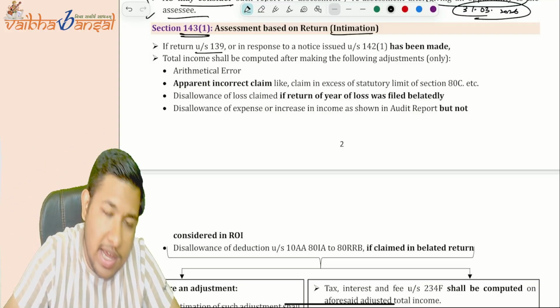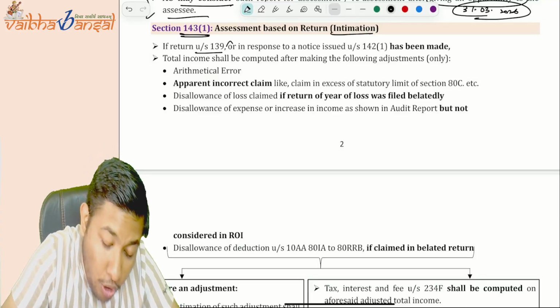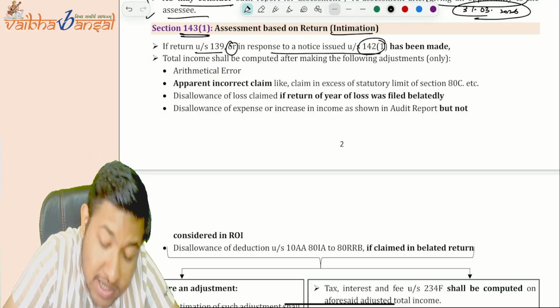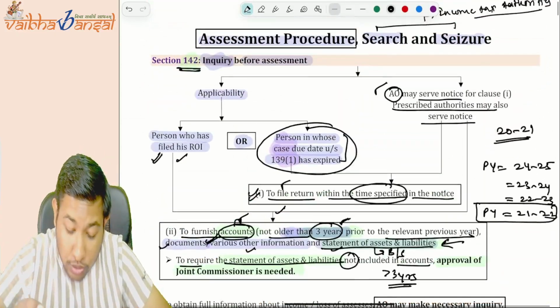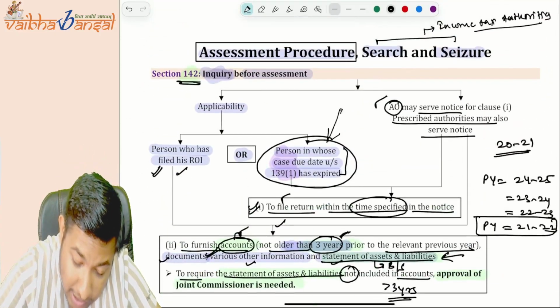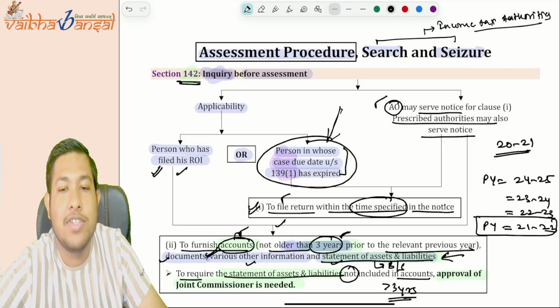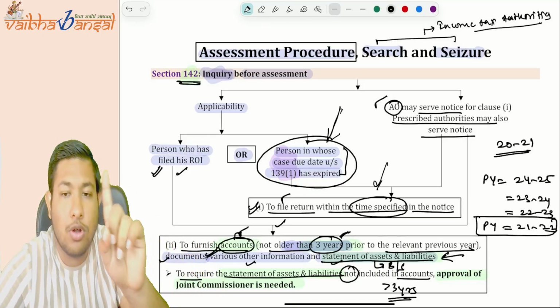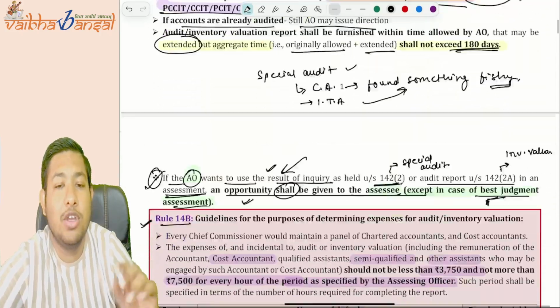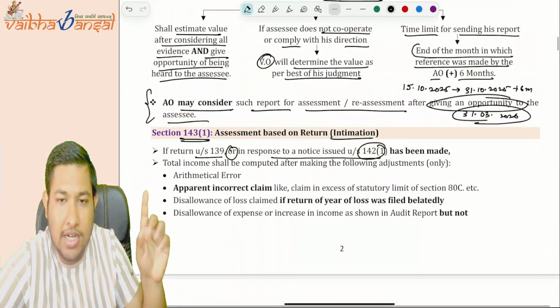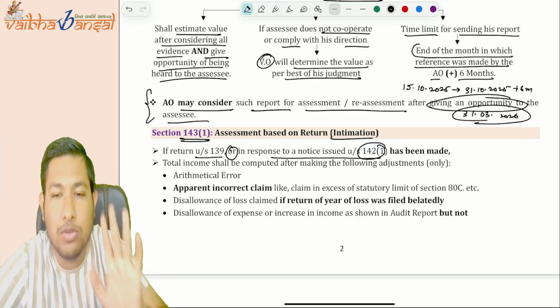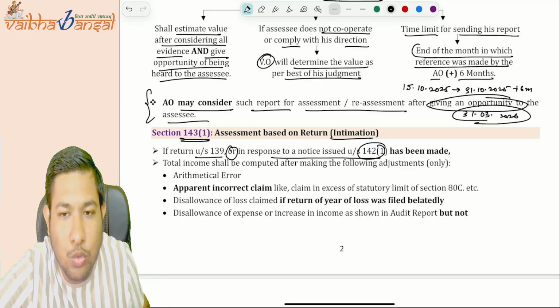See, if the return under section 139(1), or in response to the notice under section 142(1). In the notice under section 142(1), we have sent a notice to file the return of income or not. Correct? Tell me that. Yes. So whether you filed under section 139 or you are filing in reply to the notice under section 142(1).